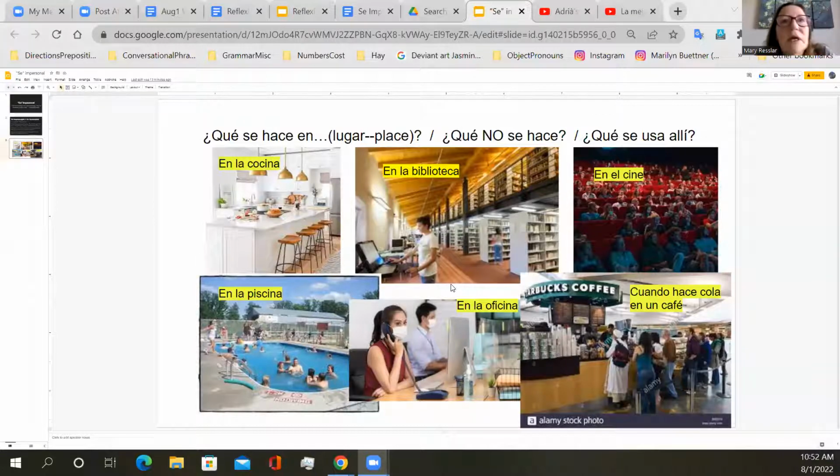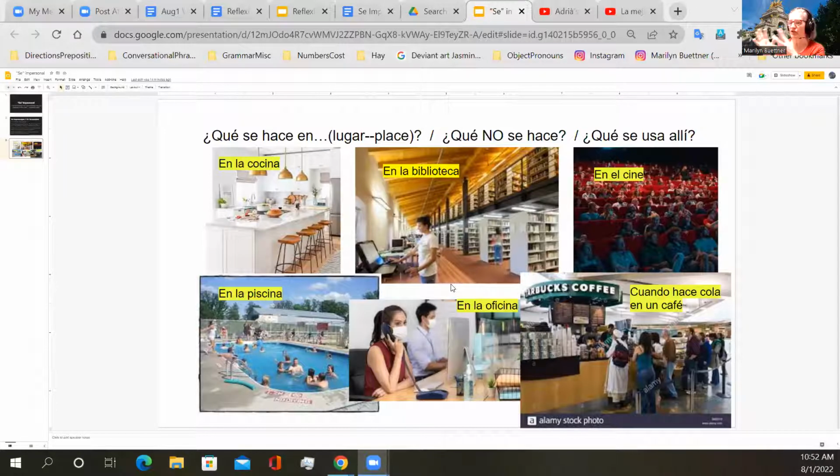So what about in the library? No se habla. Mejor, even better, aún mejor. No se habla en voz alta. En voz alta. Okay. You don't talk in a loud voice. So I am using habla, so I was using it correctly. Yeah. Okay. No se habla en la biblioteca. Sí, sí, sí.